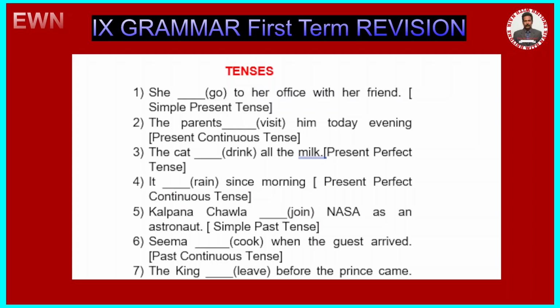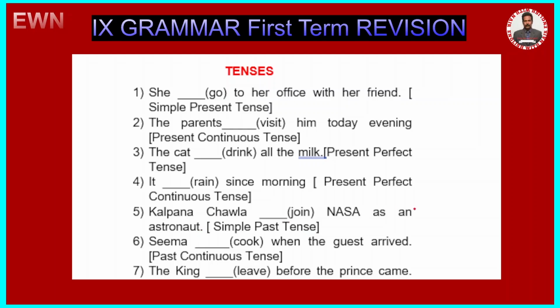Kalpana Chawla joined NASA as an astronaut. We have to use the appropriate verb form of join. So something that has happened. Okay. So you use simple past tense. Kalpana Chawla joined NASA as an astronaut.